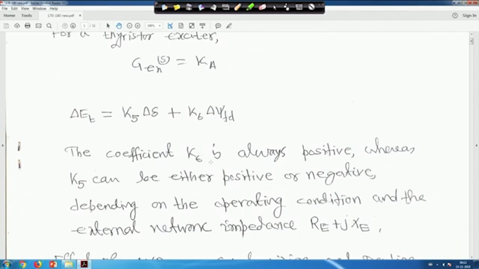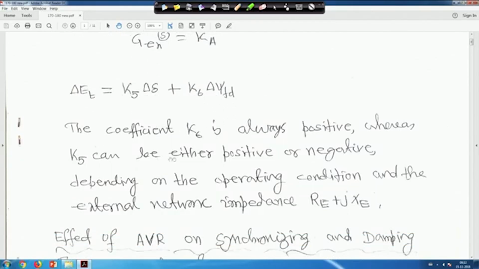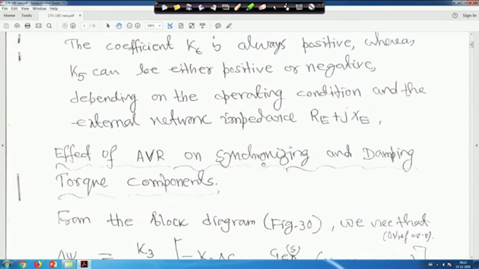Therefore, the coefficient k 6 is always positive. So, earlier I told you k 1, k 2, k 3, k 4 are always positive, and k 6 is also positive, whereas k 5 can be either positive or negative depending on the system operating condition and the external network impedance, that is R e plus j x e. Now, next is the effect of AVR, that is the automatic voltage regulator, on synchronizing and damping torque components, right.